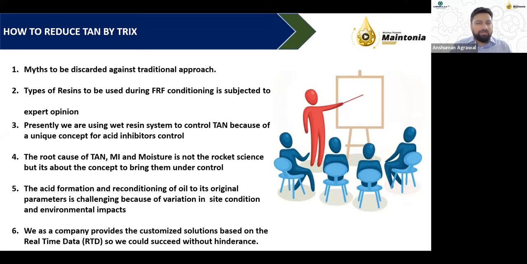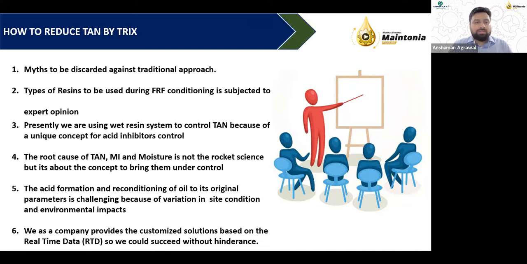So before we end this webinar today, we need to understand what the solutions or remedies are for the TAN value increase in the fluid. The TRIX technology, known as TAN Reduction by Ion Exchange, is the most successful one in the coming days. This happens because of an absorption and adsorption reaction on the resin surface. And these resins are highly sophisticated, well selected, and well formulated based on your fire resistant fluid.